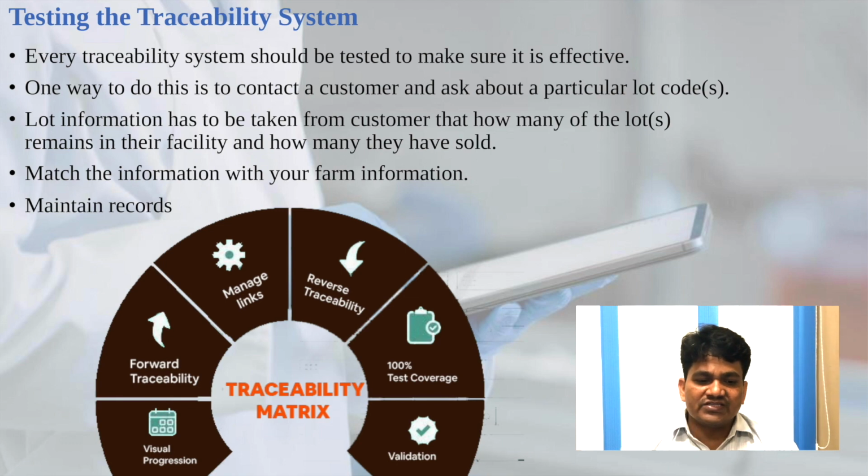Through this we get the traceability matrix, where we can see the visual progression, forward traceability, manage links, reverse traceability, 100% test coverage, and the validations. So all the testing of the traceability system and the traceability matrix can be correlated, and it must be synchronized in a way to find out the actual situation and actual information of the products. Through this we can identify and validate whether the traceability system is effective or not.